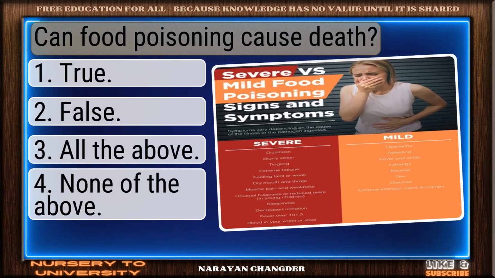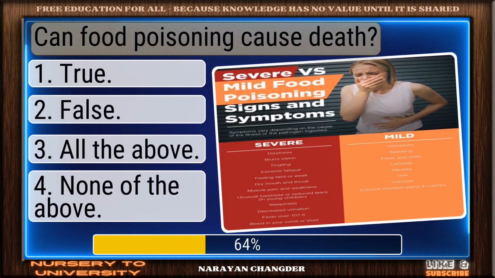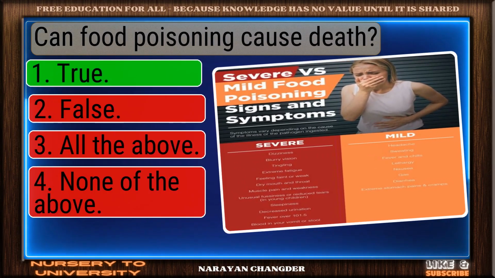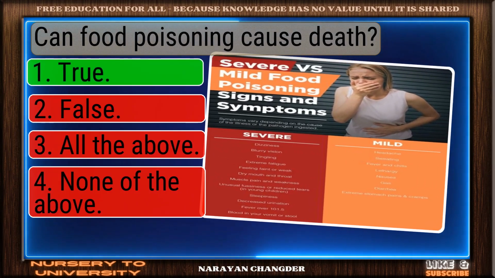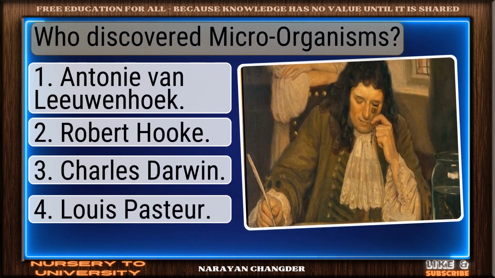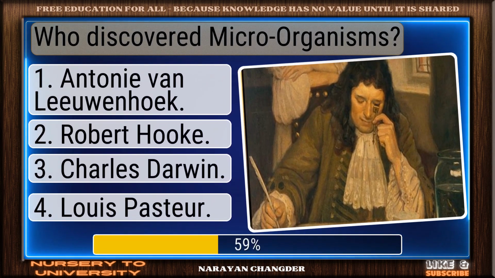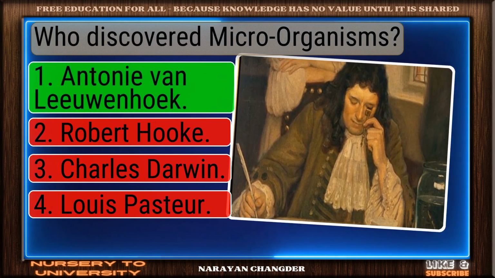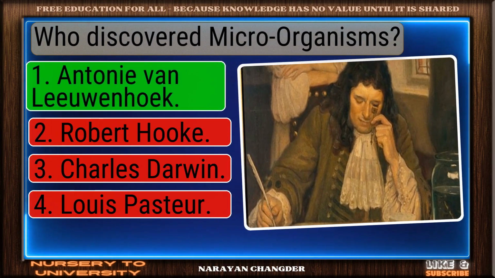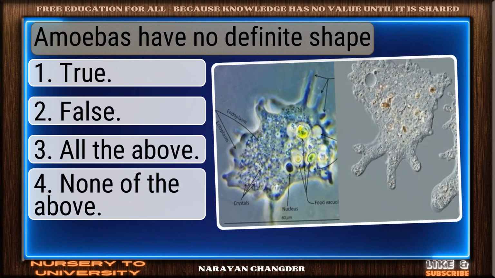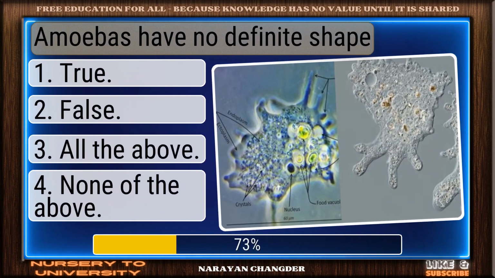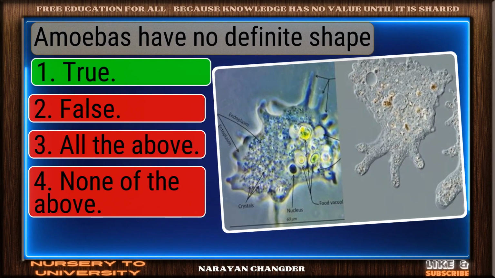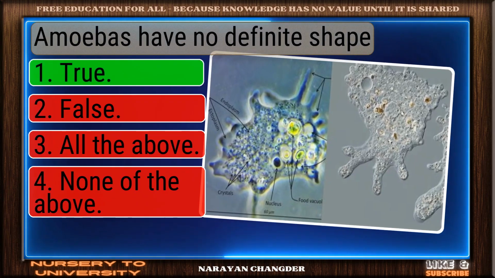Can food poisoning cause death? Perfect. True is the correct choice. Who discovered microorganisms? Well picked. Antony van Leeuwenhoek is the correct answer. Amoebas have no definite shape. Great job. True is the accurate answer.